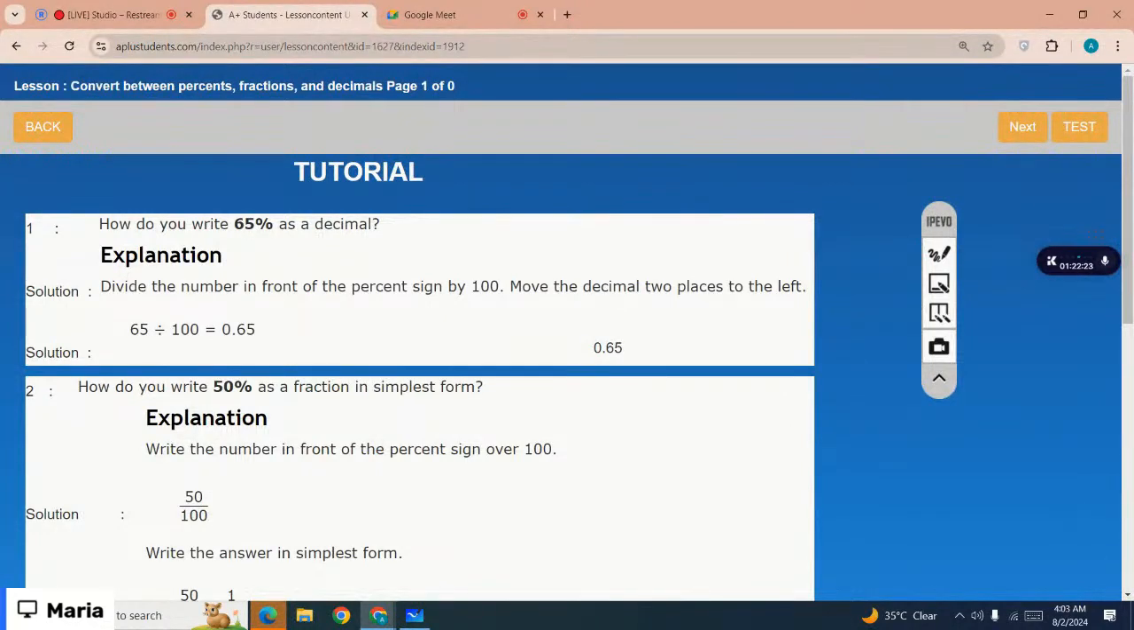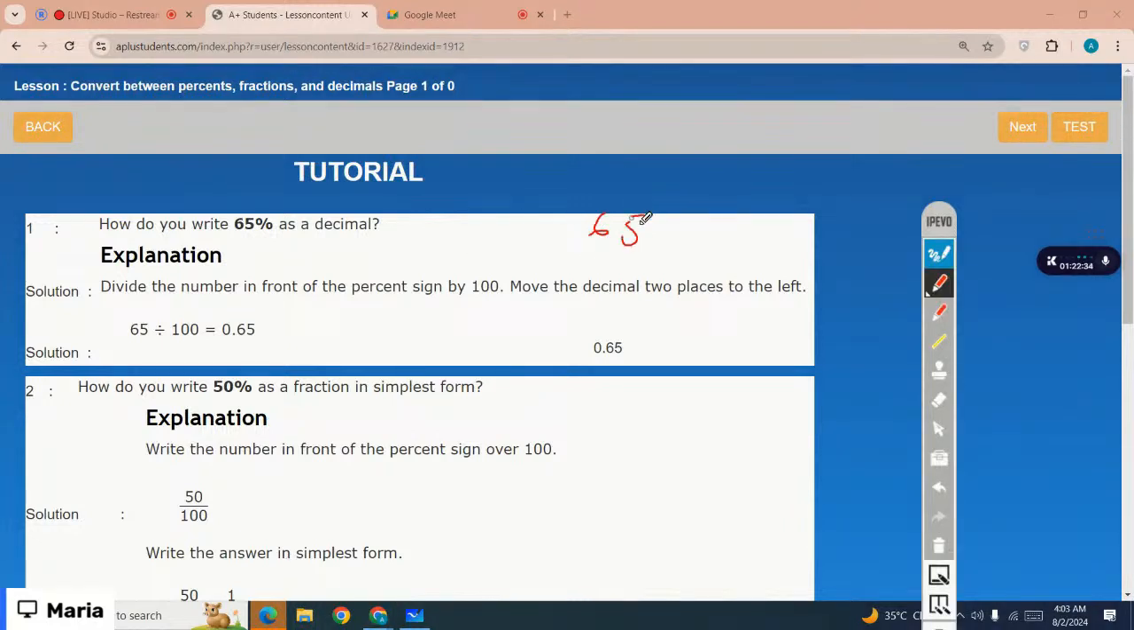Okay, so let's just start with the first example, that is how do you write 65% as a decimal? So you need to write 65% as a decimal. Percent means 65 out of 100, right? So here you have two zeros in the denominator. That means you need to move the decimal point two places left. So that is 0.65.